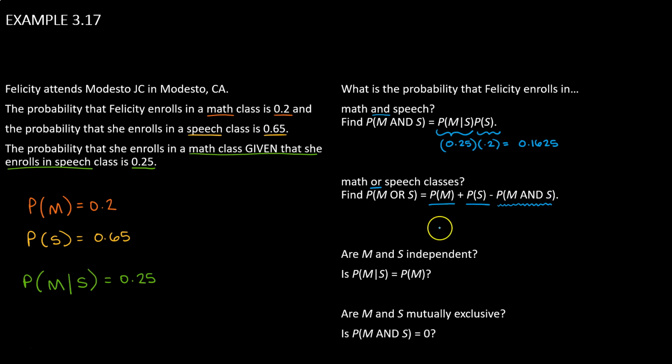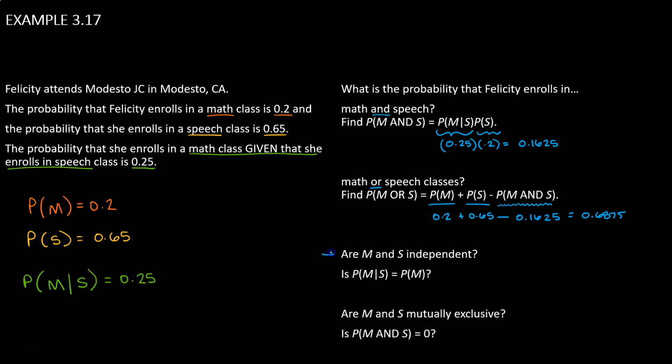So for this one, we can add the 0.2 plus the 0.65, but we will need to subtract the probability we calculated in the previous step to make sure that we're not double counting the time where she takes both classes together. And if we combine these decimals, we result in 0.6875.